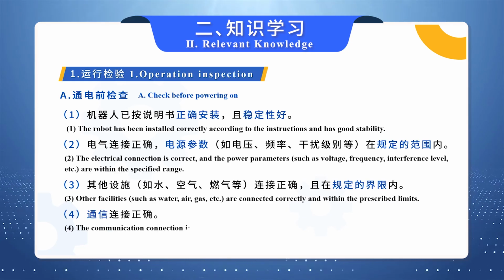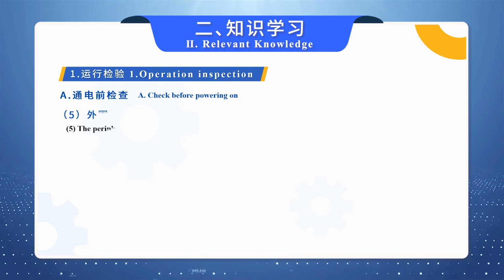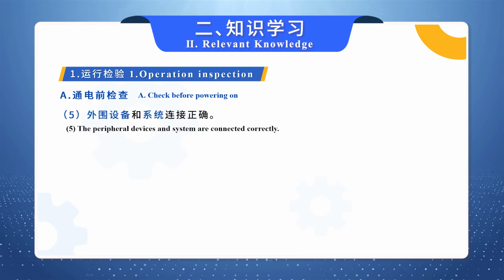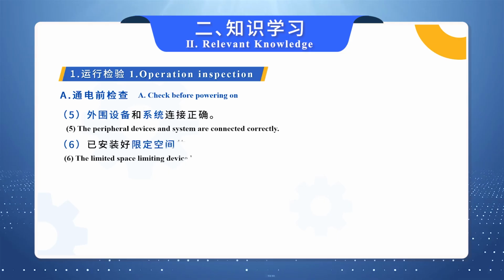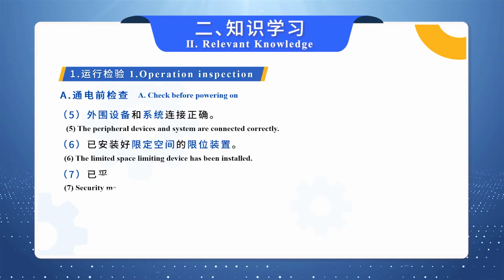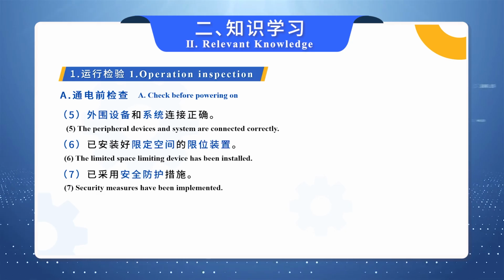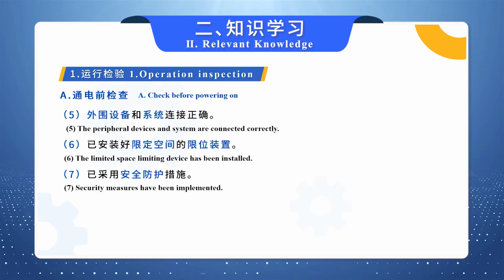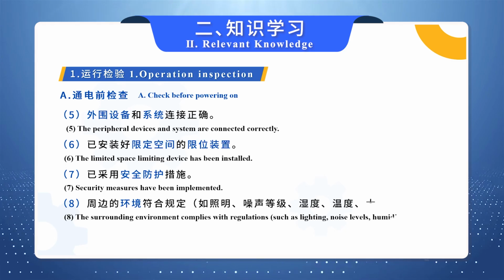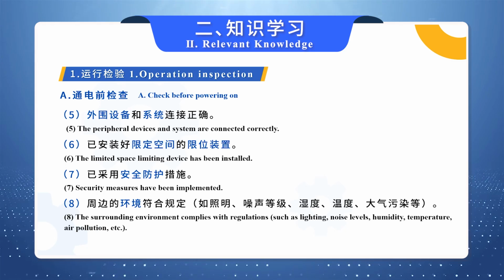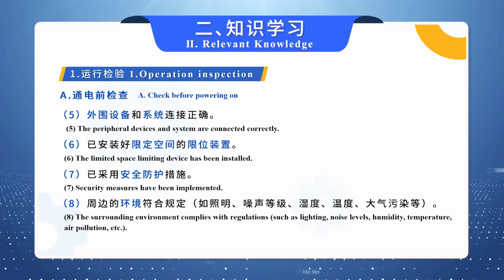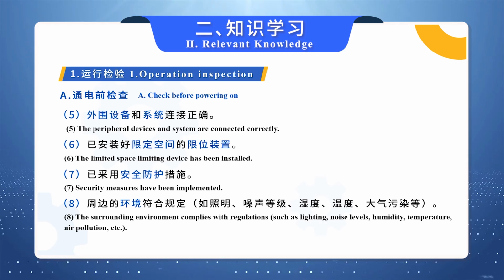3. Other facilities are correctly connected and comply with relevant regulations. 4. Communication is normal. 5. Peripheral equipment and system connections are correct. 6. The limit devices for confined spaces have been installed. 7. Safety protection measures have been adopted. 8. The surrounding environment meets the requirements, such as lighting, noise level, humidity, temperature, and air pollution, etc.